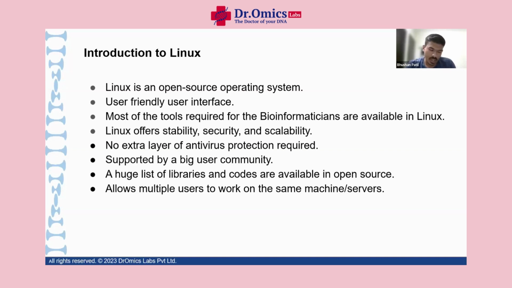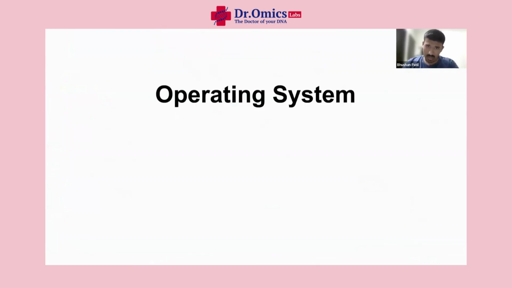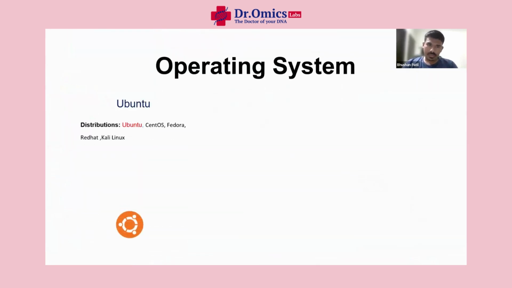If I talk about Windows, then Windows also has its versions, like Windows XP, the legend one. Windows 7, Windows 8, 8.1, then Windows 10, then 11. Again in that we have 11 Home, 11 Office. So these are the distributions of the operating system. So Linux also has its distributions, and there are many. Let's talk about them. Those are Ubuntu, CentOS, Fedora, Red Hat, and Kali Linux.